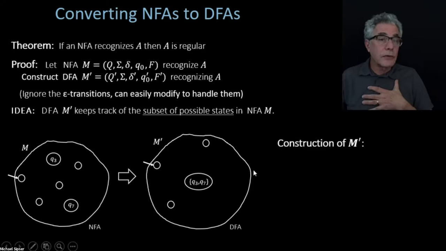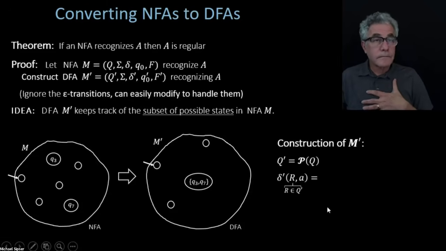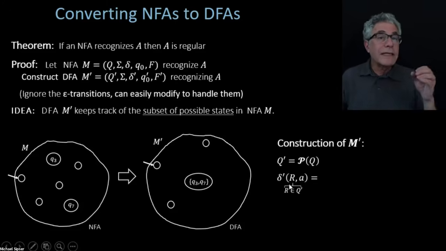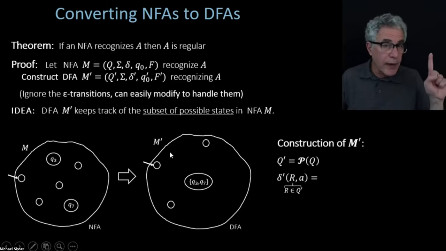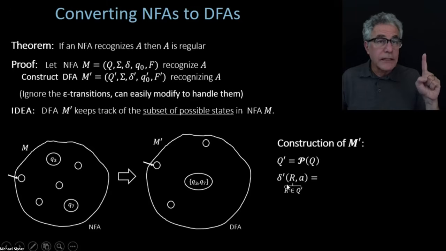Okay, so quickly, the construction of M prime: the states of M prime, Q prime, are going to be the power set, the set of subsets of states from the original machine M. Now we have to look at the transition function of the DFA. The primed machines are the DFA machines, so these are the deterministic components.